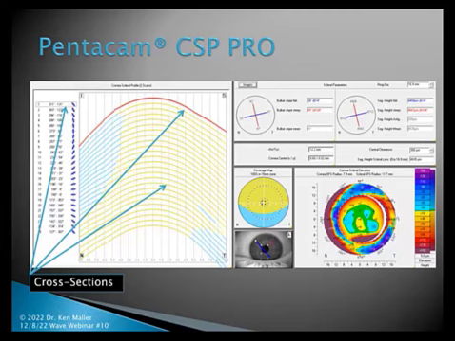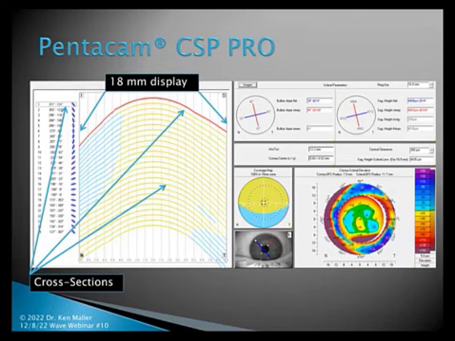If you do a cross section by left clicking on any one of those chord lengths, as well as anywhere in between, you will get the actual sagittal depth at any particular chord. We have an 18mm display here, and you can see on the CSP Pro that I have captured data all the way out to 18mm on this particular scan. There is no extrapolated data.